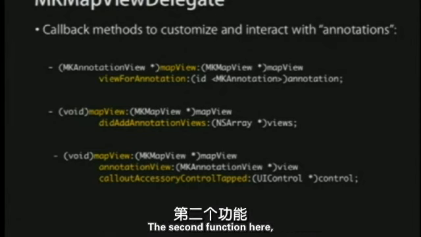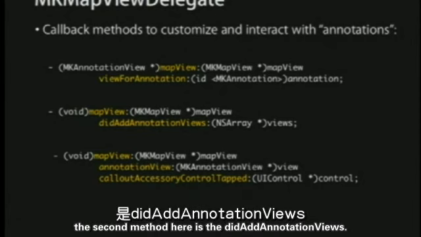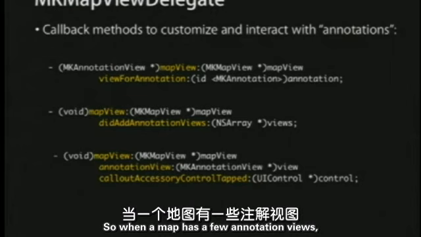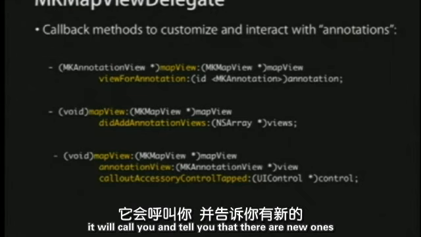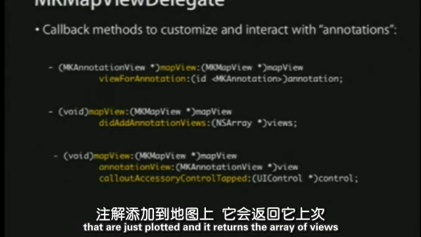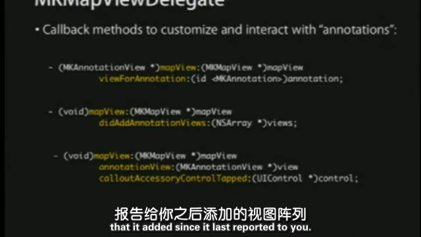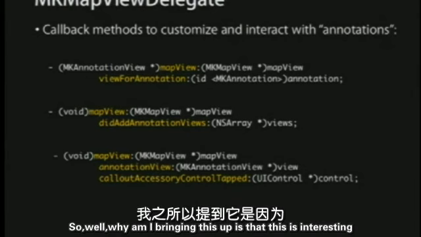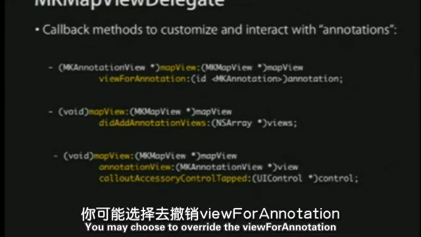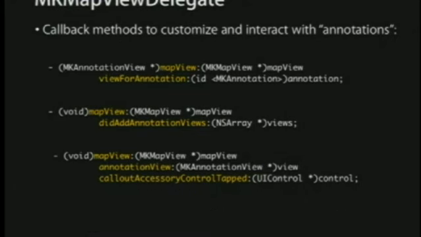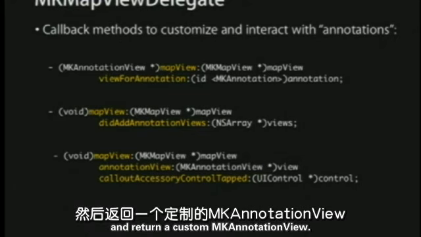The second method here is didAddAnnotationViews. When a map adds a few annotation views, it'll call you and tell you that there are new ones that it just plotted, and it returns the array of views that it added since it last reported to you. Why am I bringing this up? This is interesting for you for Paparazzi 3. You may choose to override the view for annotation and return a custom MKAnnotationView.